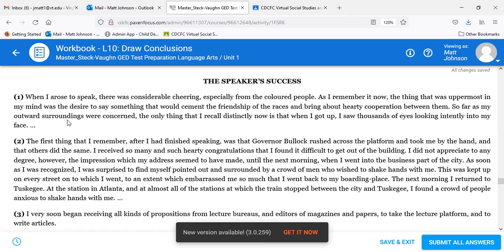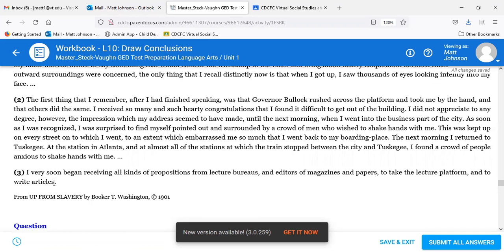The next morning, I returned to Tuskegee. At the station in Atlanta and at almost all the stations at which the train stopped between the city and Tuskegee, I found a crowd of people anxious to shake hands with me. I very soon began receiving all kinds of propositions from lecture bureaus and editors of magazines and papers to take the lecture platform and to write articles.